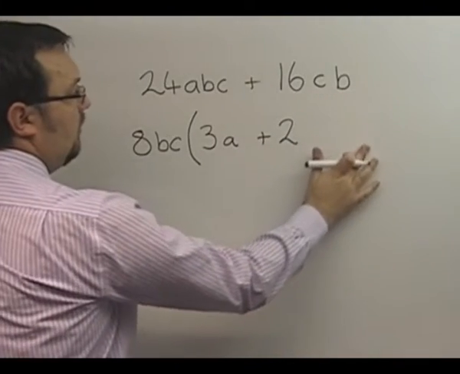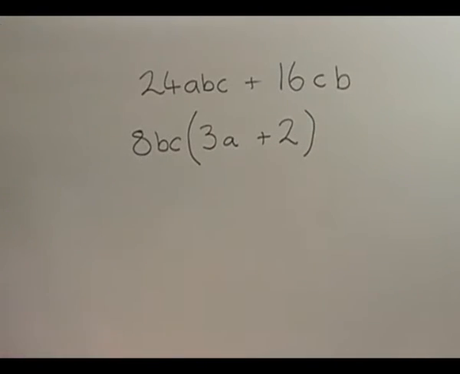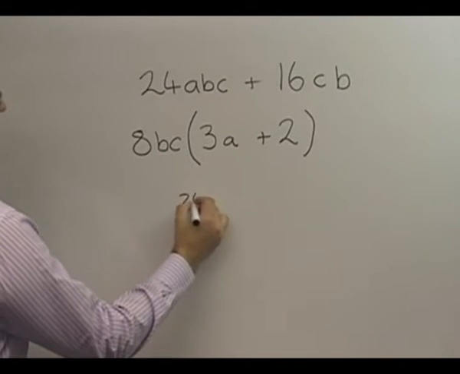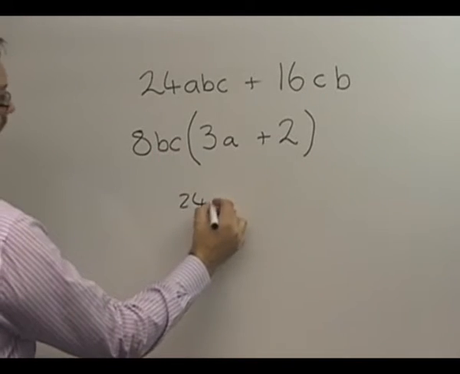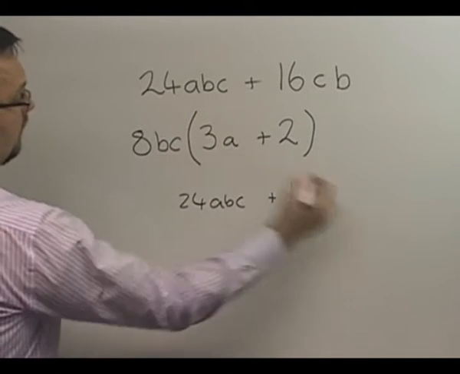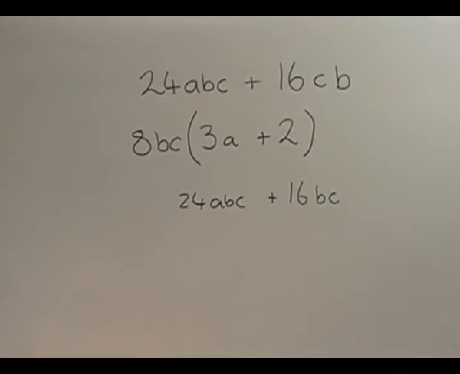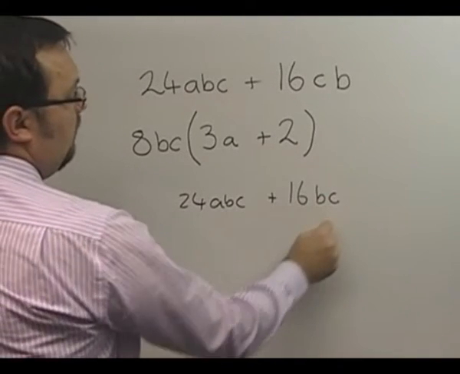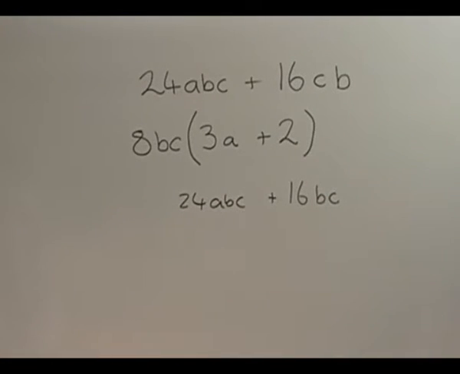So I overshot a bit with my bracket there. Looks neater like that. If I want to check my answer, 3 8s are 24. BC times A is ABC. 8 times 2 is 16 times BC, 16BC. So it's correct. And just to point out that CB and BC, don't matter which way around you write them, they are the same.